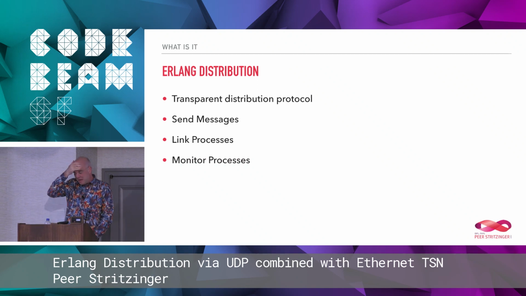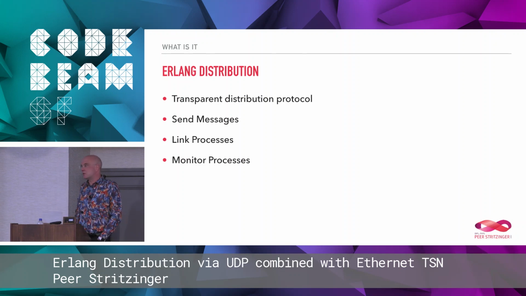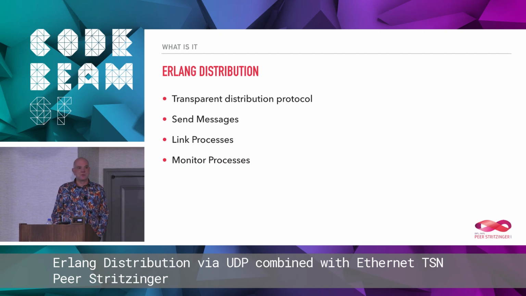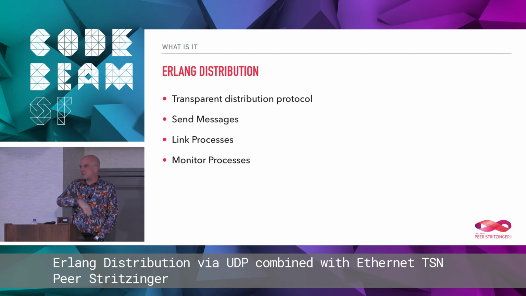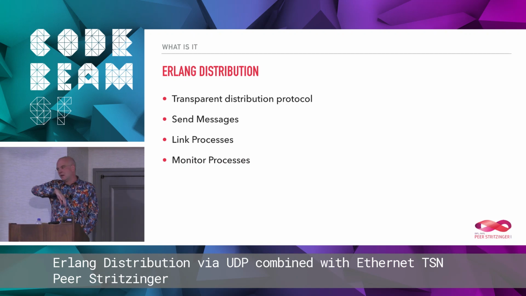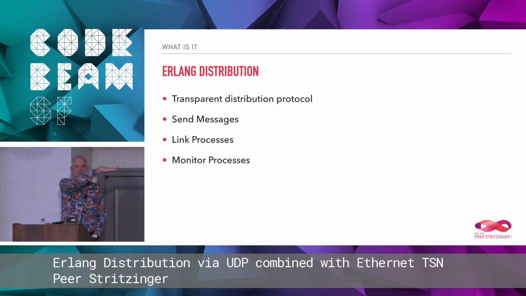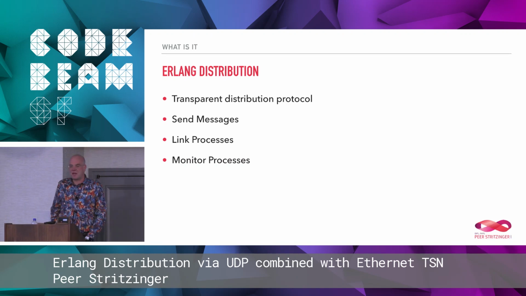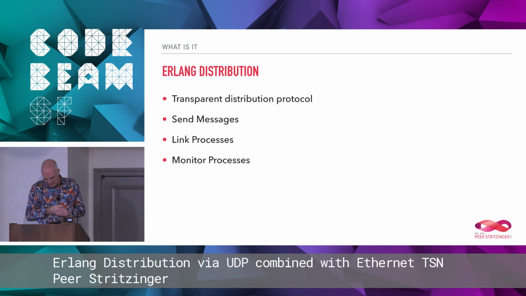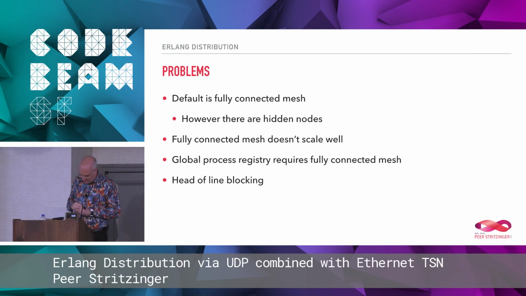So we have a transparent distribution protocol. We can send messages. We can link processes transparently, monitor processes. To achieve this, we can send PIDs, which get magically translated into a representation that makes it basically find the other process the way back. And besides all the fallacies of networking, it behaves like it was on your own node. Pretty cool. But there are problems.